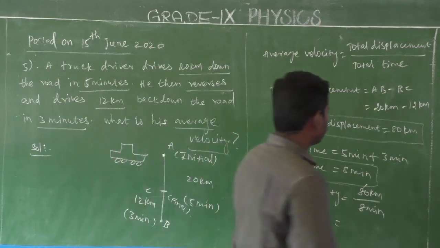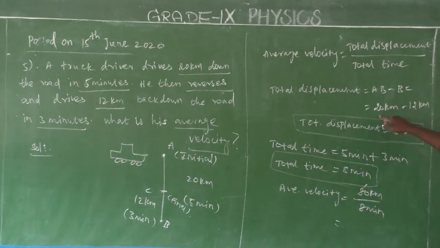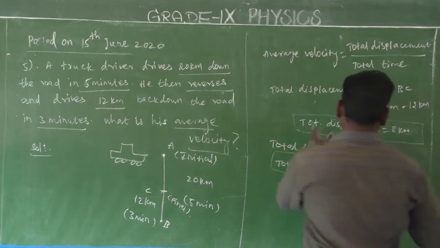Sorry, this is wrong. Look at here, I made some mistake. 20 kilometers minus 12 kilometers, what is that? This is 8 kilometers. Sorry for that. So 20 kilometers minus 12 kilometers is equal to just 8 kilometers. So 8 kilometers is the total displacement.